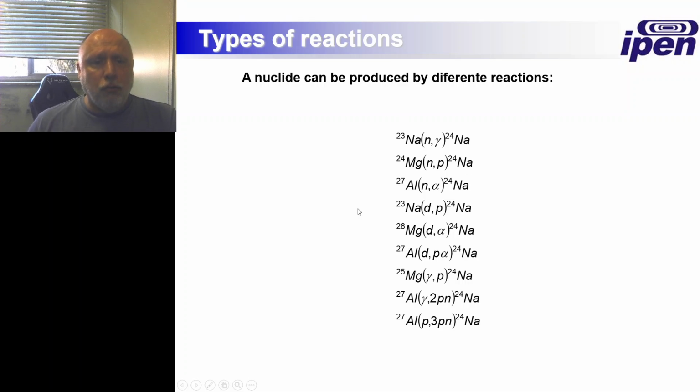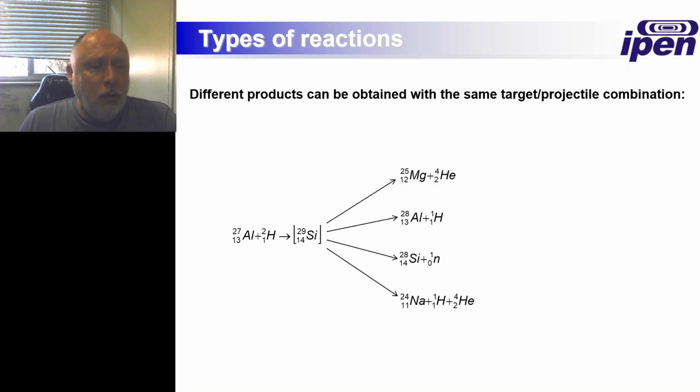There are several reactions. Each of these reactions will have a different Q. Some of them will be exothermal, some of them will be endothermal. They will end up in sodium-24. The important thing is, you can check me, but in every one of these cases, the number of protons and the number of neutrons is conserved. And also, as I showed you before, we can use this.